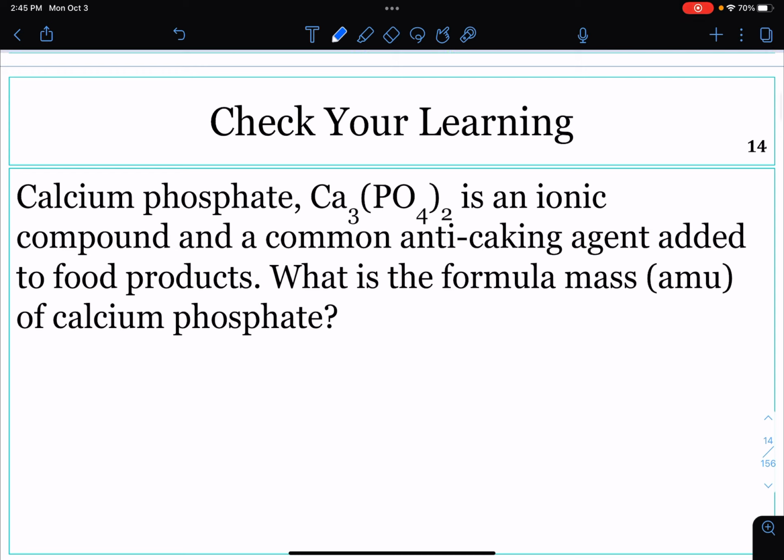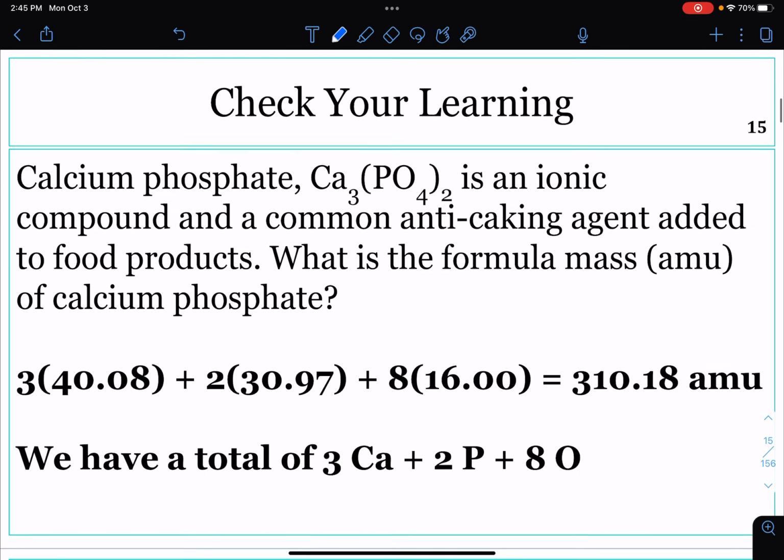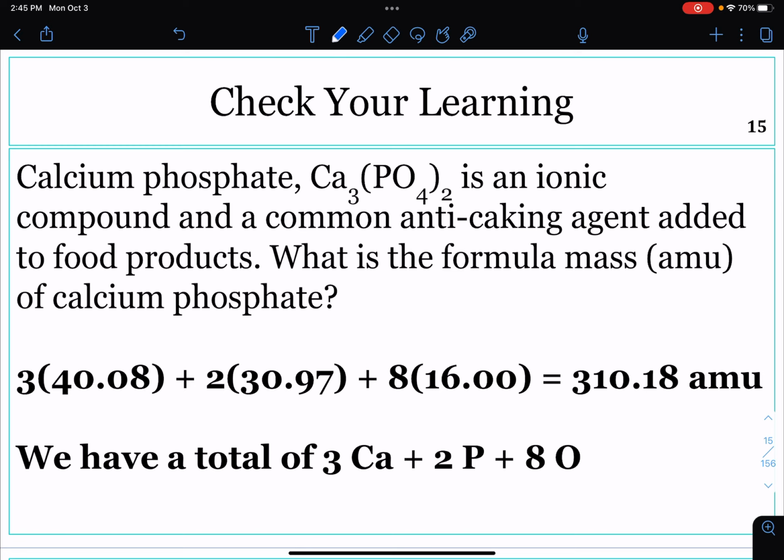Now try finding the molecular or formula mass of calcium phosphate. The answer is 310.18 AMU, and this is because we have 3 calciums, we have 2 phosphoruses because of the subscript on the outside of the parentheses, and we have a total of 8 oxygens because of the subscript on the outside of the parentheses.